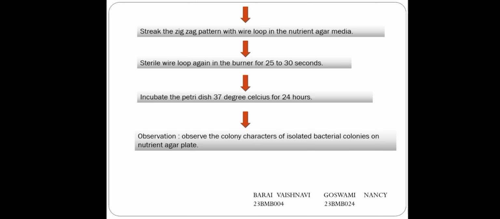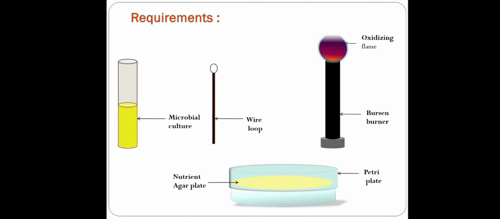Sterilize the inoculating loop again in the burner for 25 to 30 seconds. Incubate the petri dish at 37 degrees Celsius for 24 hours. Observe the colony characters of the isolated bacterial colonies on the nutrient agar plate. Microbial culture, inoculating loop, nutrient agar plate and Bunsen burner are the requirements.